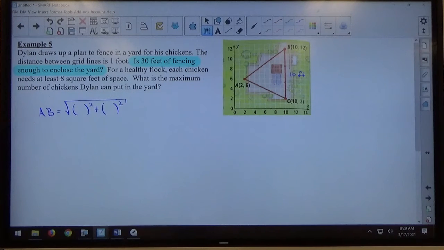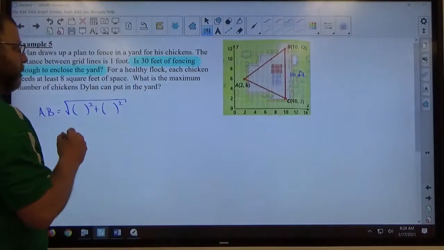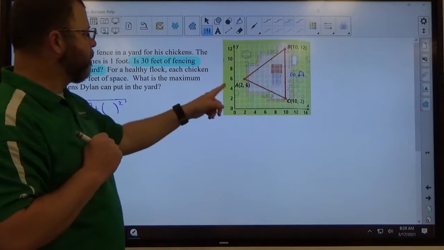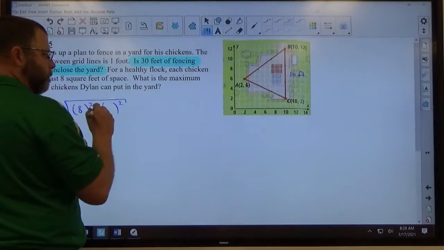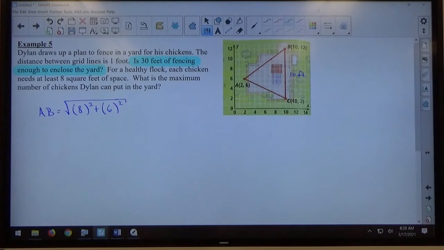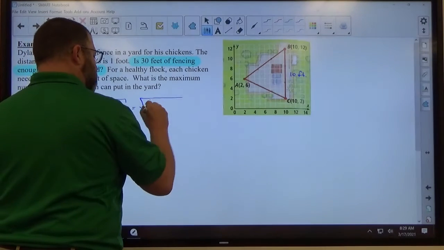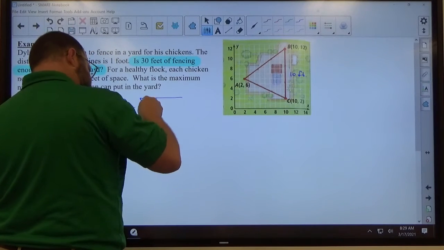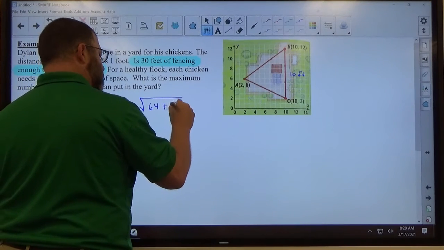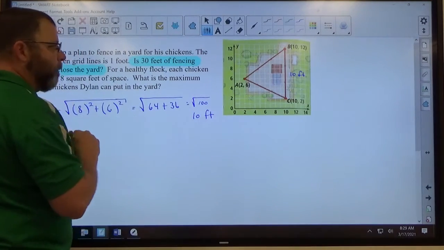So I'm looking at points A and B, and the x's are 2 and 10. How far is it from 2 to 10? 8. How far is it from 6 to 12? 6. So again, all we have to do is, if I'm here and I want to go there, how far did I go, right? So the x goes from 2 to 10, which is 8 spaces. Y goes from 6 to 12, which is 6 spaces. We square both numbers, that's 64 and 36. That gets me the square root of 100, which is 10. So AB is also 10 feet.